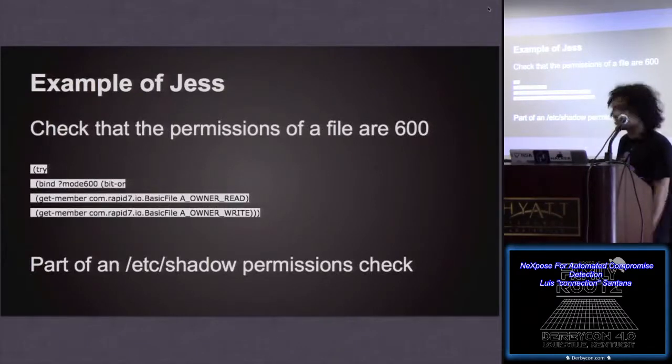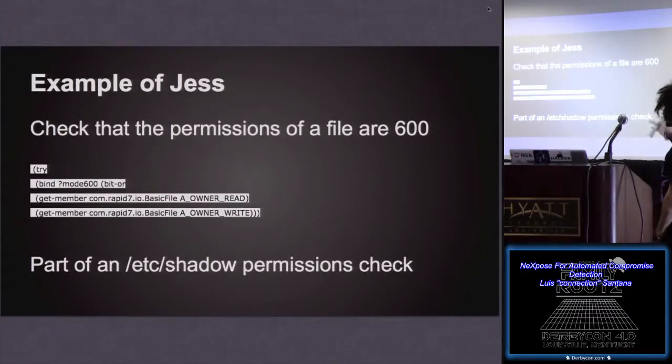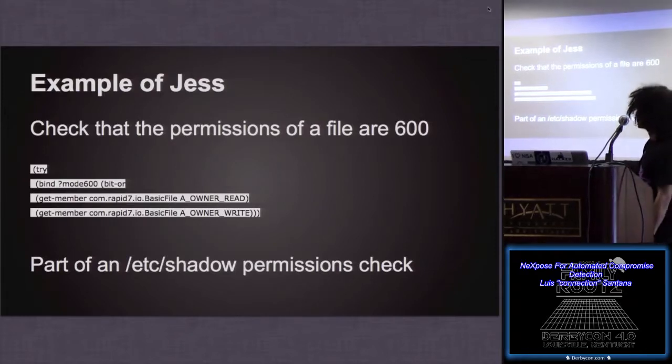All right, so here's an example of Jess. In the back it might be a little difficult to see, and I'm sorry. But here's some Jess code that checks the permissions of a file and sees if they're 600. This one's on /etc/shadow, I believe. I pulled it out of an already created one. But we see that it's like, hey, try this.